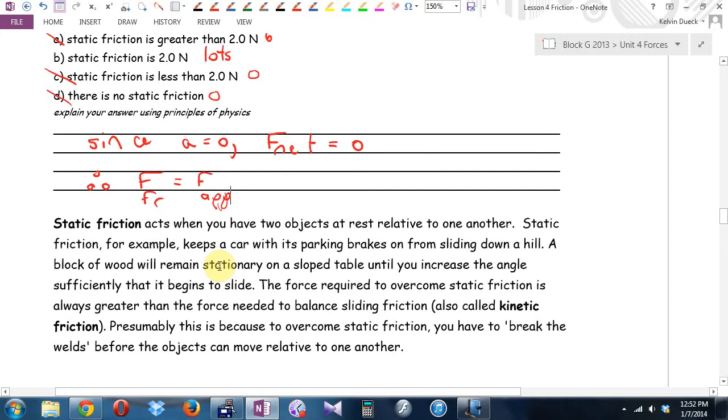The force to overcome static friction, this goes back to my comment. Some of you said, when I moved something really heavy, getting it going was tough. Static friction is always bigger than kinetic friction. Kinetic friction is once you get it moving.